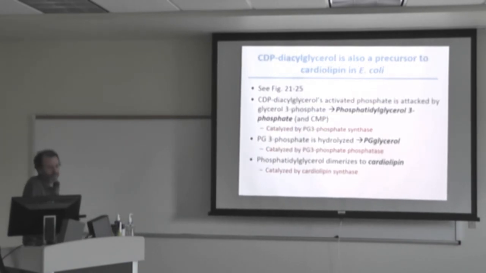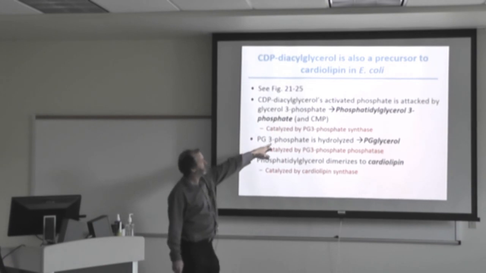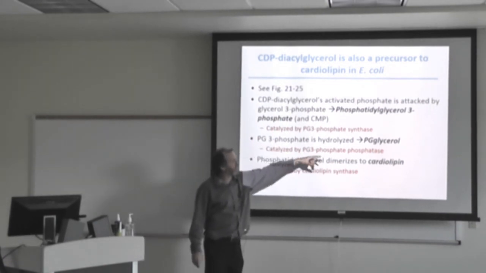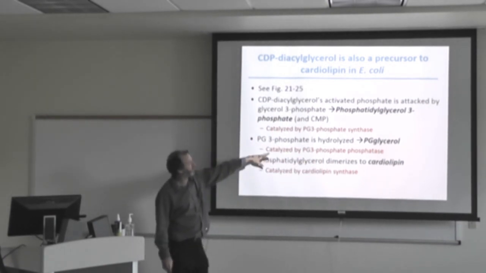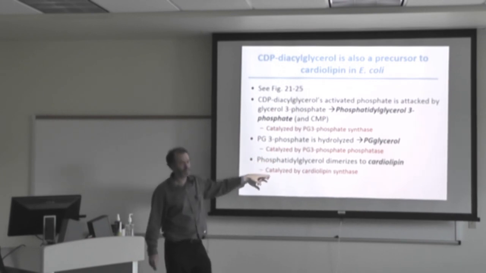The CDP-diacylglycerol's activated phosphate is then attacked by glycerol 3-phosphate, forming phosphatidylglycerol 3-phosphate, catalyzed by PG3-phosphate synthase. PG3-phosphate is hydrolyzed, and that yields phosphatidylglycerol, catalyzed by PG3-phosphate phosphatase.